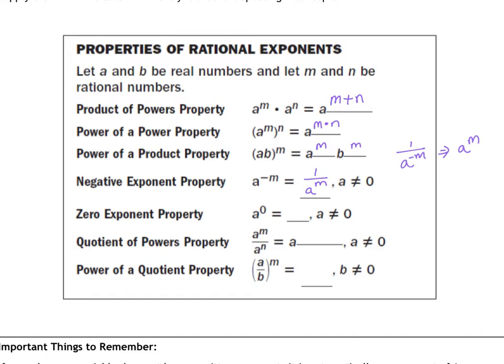Zero exponent property. Anything to the 0 power is always 1. That never changes. Quotient of powers, so A to the m divided by A to the n, we're going to subtract these. And same thing, power of a quotient, they each get the exponent, so A to the m over B to the m. All right. Let's try to think if I see anything. No, I think we're good.